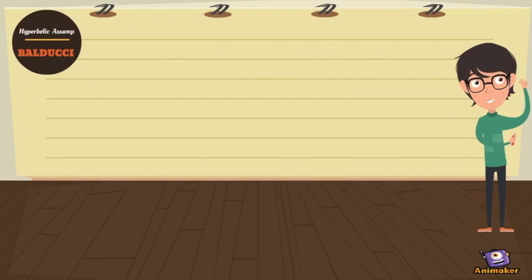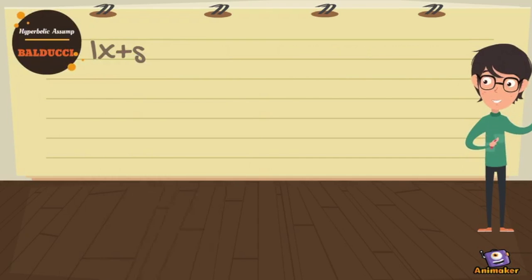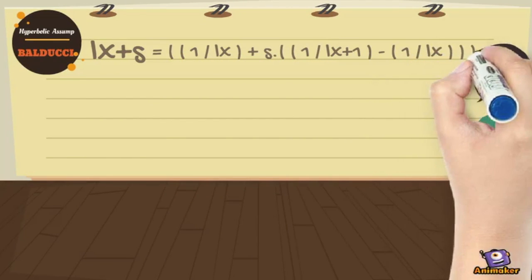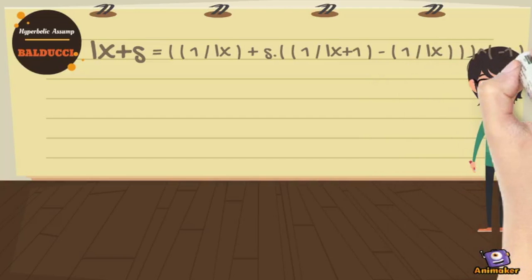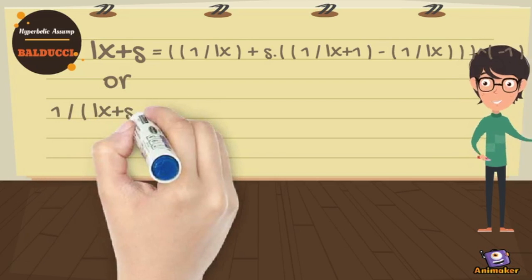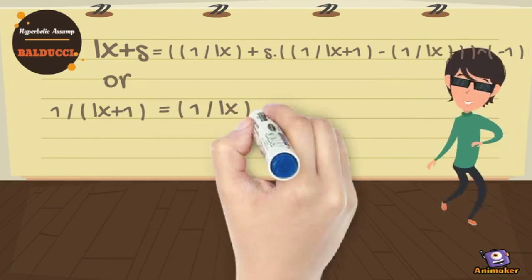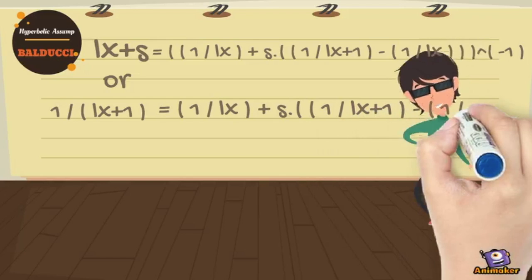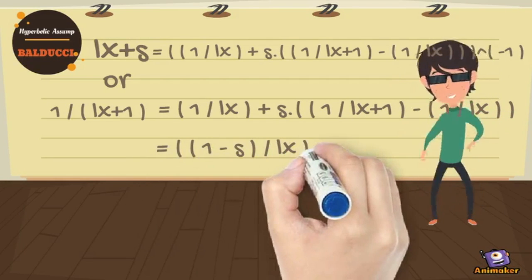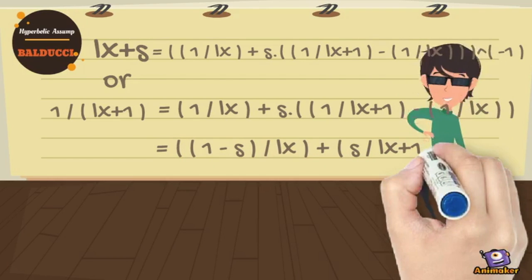Next, for the Balducci assumption, 1/(l_{x+s}) = (1-s) times 1/l_x plus s times 1/l_{x+1}. Or, 1/l_{x+s} equals 1/l_{x+s} times (1/l_{x+1} minus 1/l_x), which equals 1 minus s times 1/l_x plus s times 1/l_{x+1}.